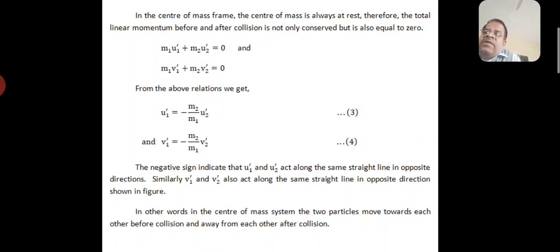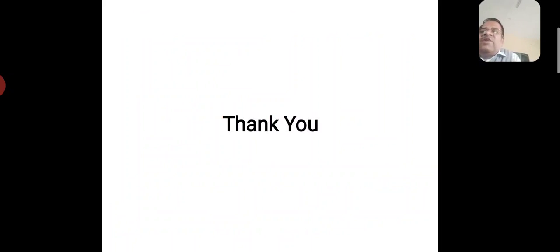In other words, in the center of mass system, the two particles move towards each other before collision and away from each other after collision. This is all about elastic collision in center of mass frame and laboratory frame.